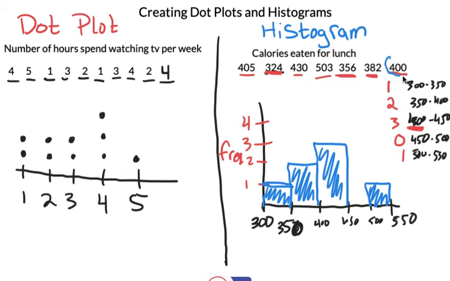The other thing is, for a number that's actually on one of these dashes here, you include it to the left. So in this case, 400, we're including it here on the left side and not in this one here. So we're including the one over on this side.